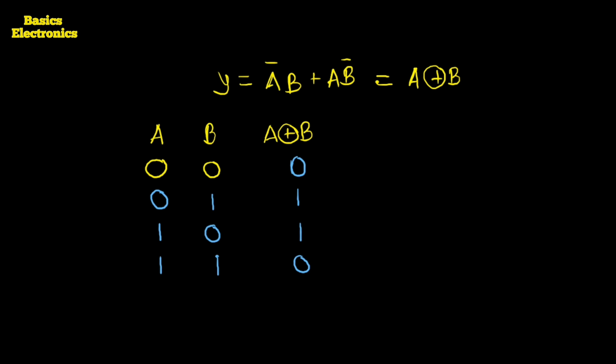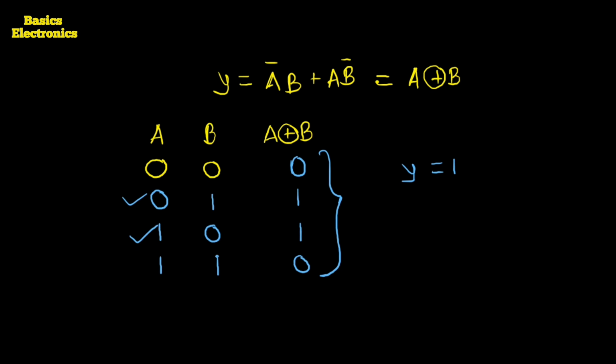Okay, so here this is the table for the 2 input XOR gate. By using this table we can define that the XOR gate produces logically high output when different inputs are applied, such as A equals 0, B equals 1, or A equals 1 and B equals 0.